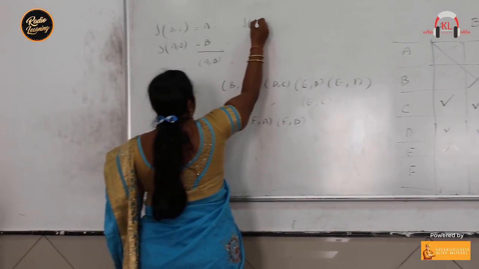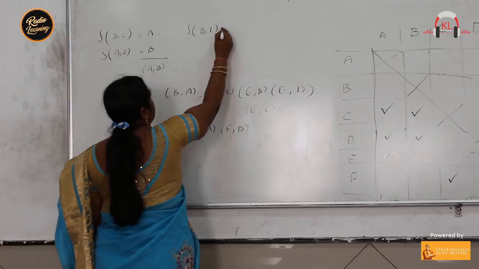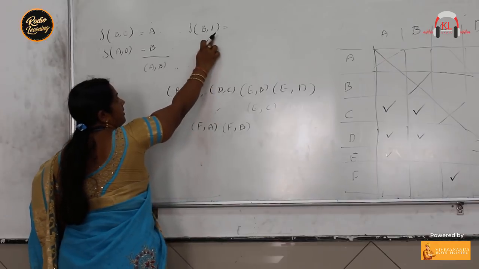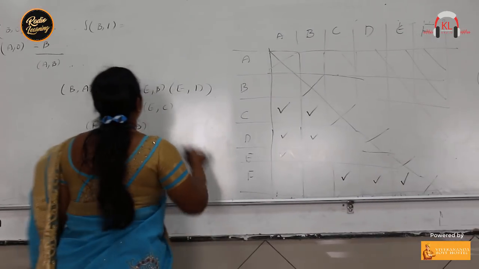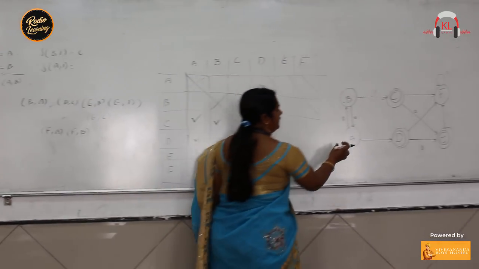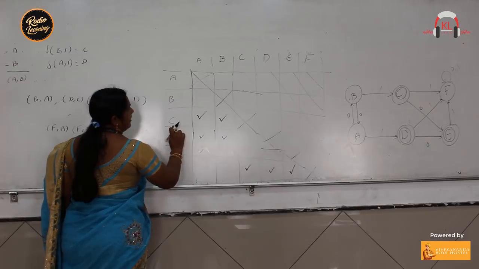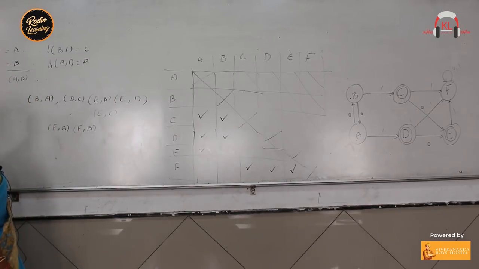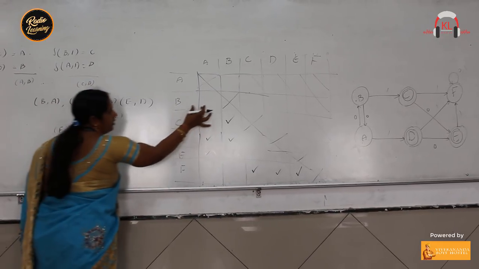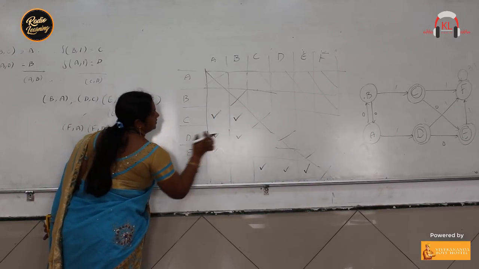Now the same procedure we follow for the input 1. Delta B comma 1. Why am I taking 1 here? Because the 0 input is over, that's why I'm applying the other input 1. B comma 1. B after reading 1 goes to C. Delta A after reading 1, where is it going? It goes to D. C comma D. There is no such pair C comma D in my table, so we leave it as it is and we are not doing anything for this cell. We move to the next cell which is not marked.